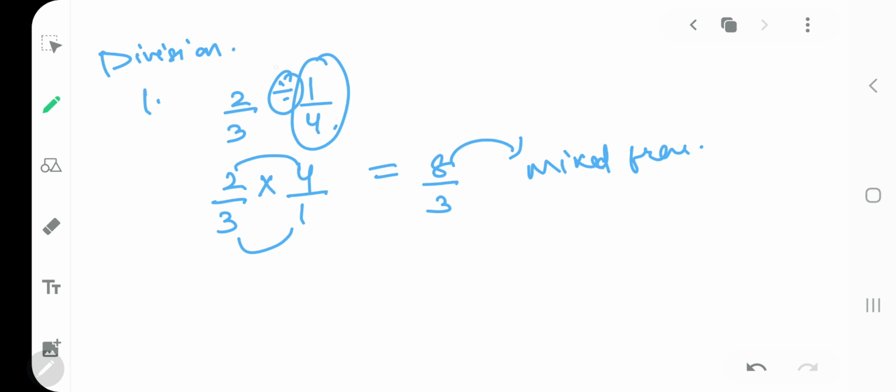Easy? So always remember, the fraction after division you have to reciprocate if you are converting this sign into multiplication. Clear?